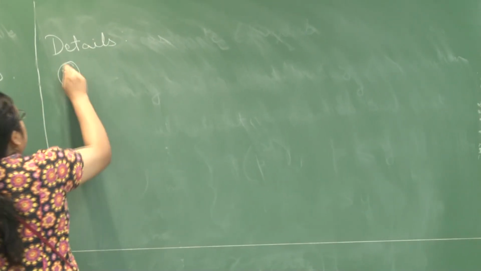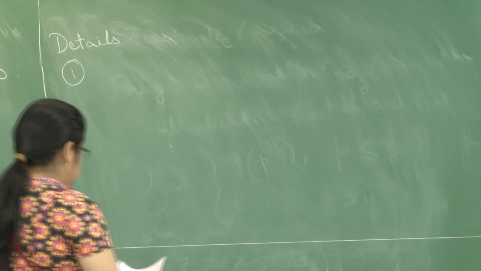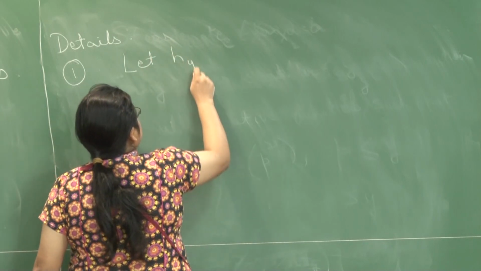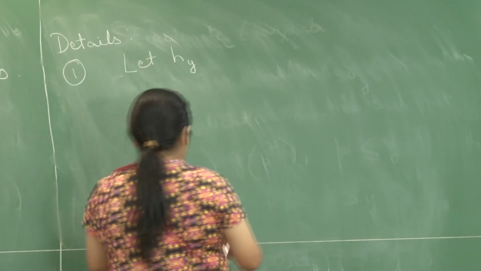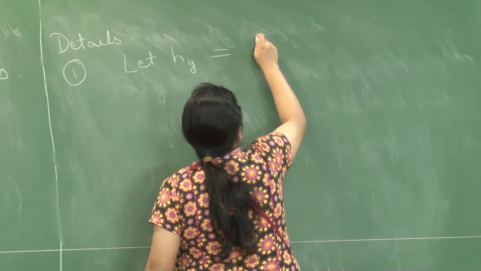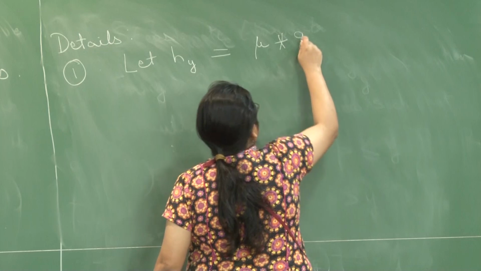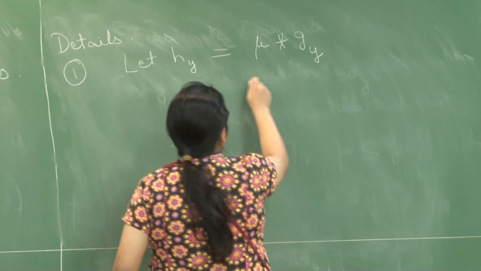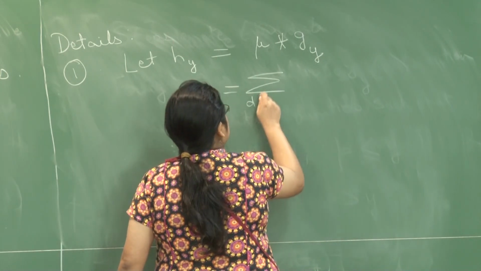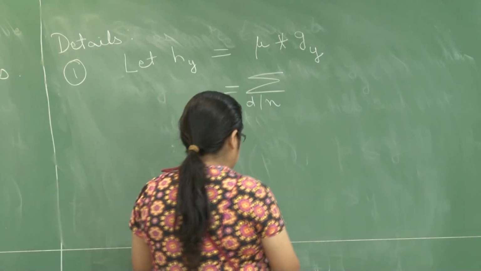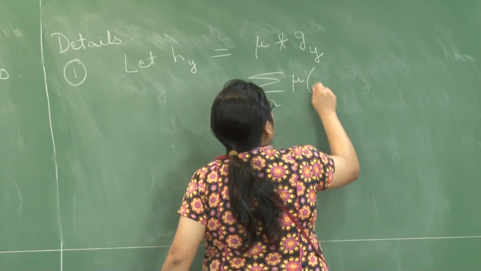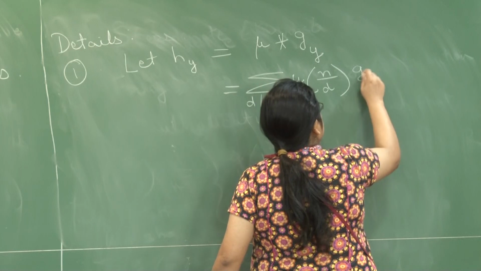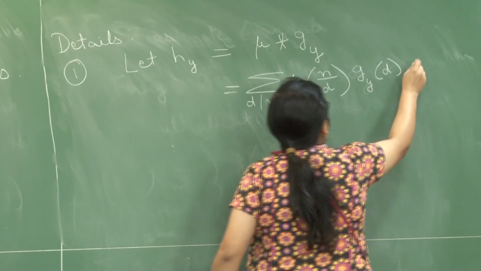Details. So, step 1. Let us do the following. Let us define h sub y as follows. Let h sub y be denoted as the convolution of the Mobius function and g sub y. Therefore, what is this? This is the sum as d runs over all the divisors of n, mu of n over d times g sub y of d.